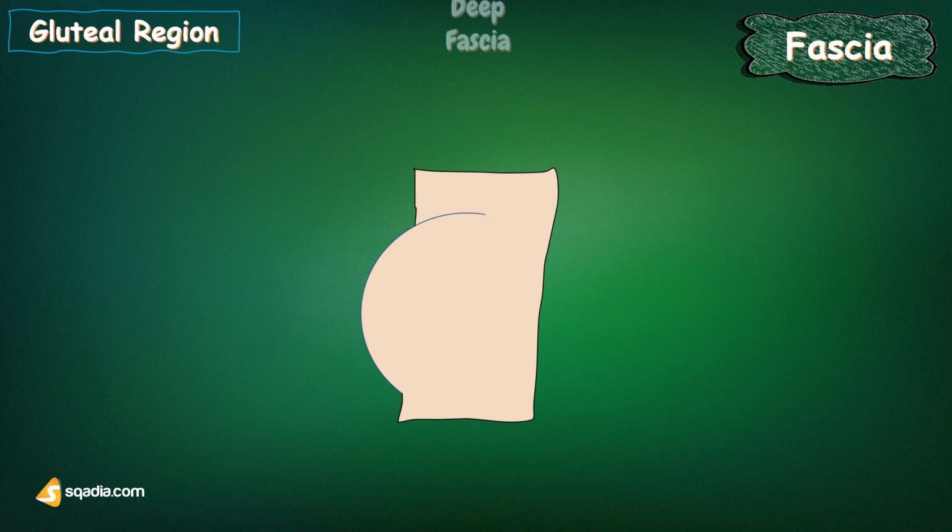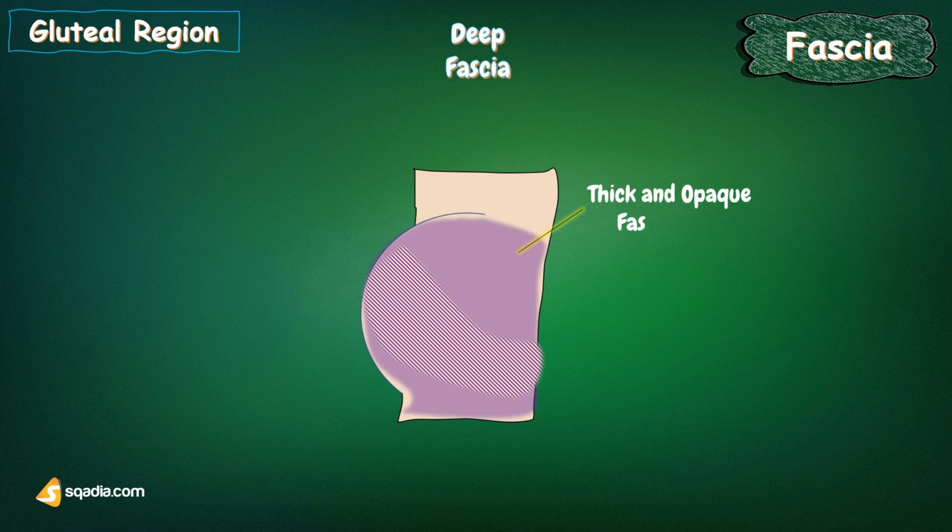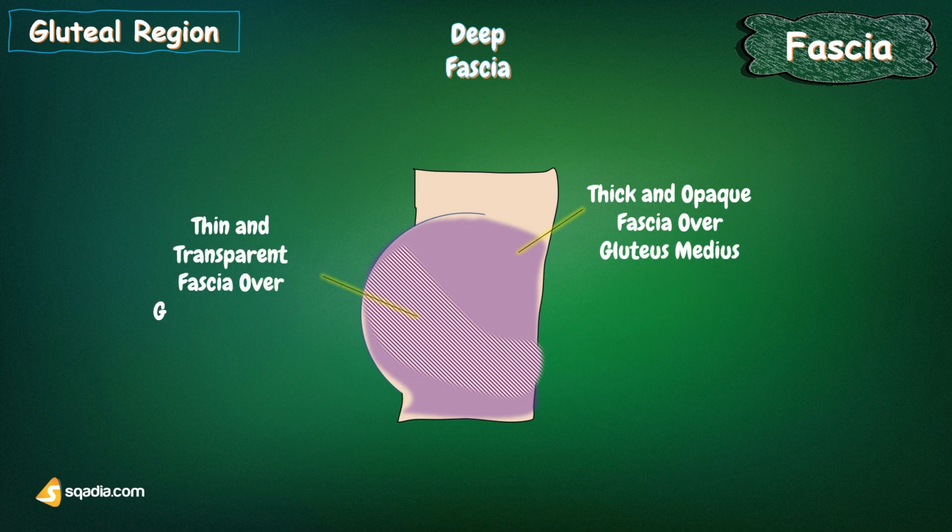If we talk about the deep fascia in this region, the deep fascia above and in front of the gluteus maximus, that is, over the gluteus medius, is thick, dense, opaque, and pearly white. Over the gluteus maximus, however, it is thin and transparent. The deep fascia splits and encloses the gluteus maximus muscle. Beneath the layers of fascia lie the muscles of the gluteal region that we will discuss in the next section.